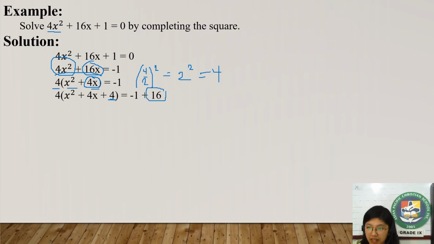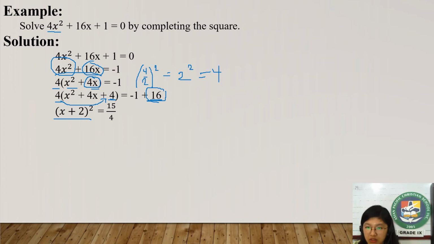Pero, bakit yung sa kabila 16? Since meron tayong 4 dito, kung papansin ninyo, kapag minultiply natin yan kay 4, magiging 16. Ayan, kaya 16 yan. So, yung factor ng ating x squared plus 4x plus 4 is ito, x plus 2 squared. So, paano nangyari yun?